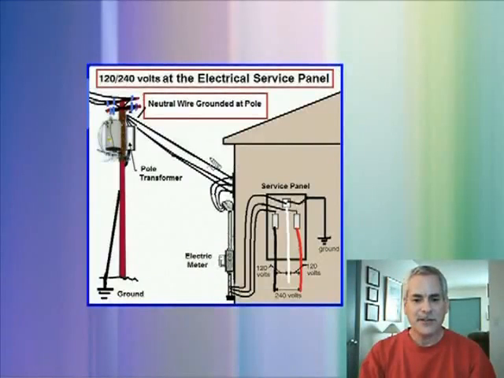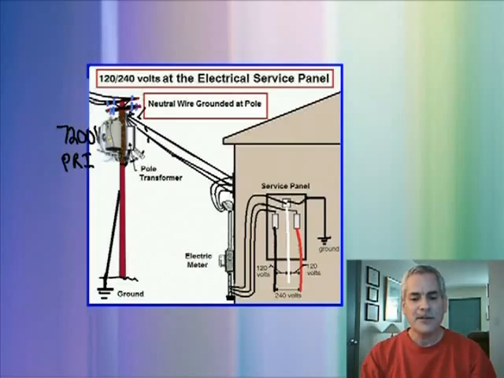This would be your house, and on the street you'd see the electrical pole. And on top of the pole is the pole transformer. This is what's going to step down the voltage that's coming in. We have 7200 volts on the primary of this pole transformer, and it's a single phase. It just looks like a regular sine wave coming in.